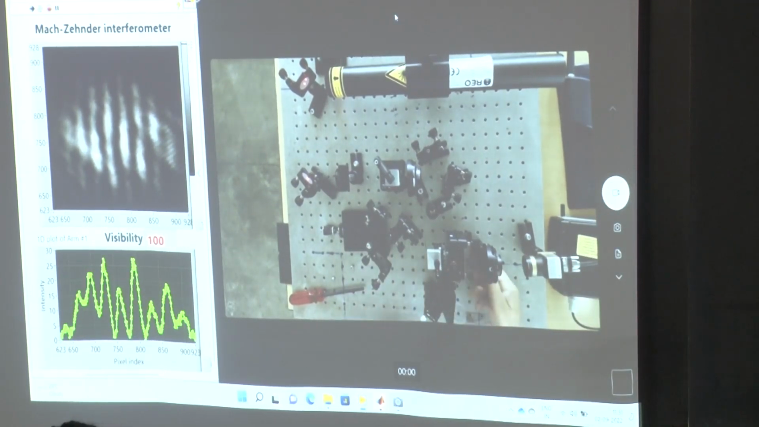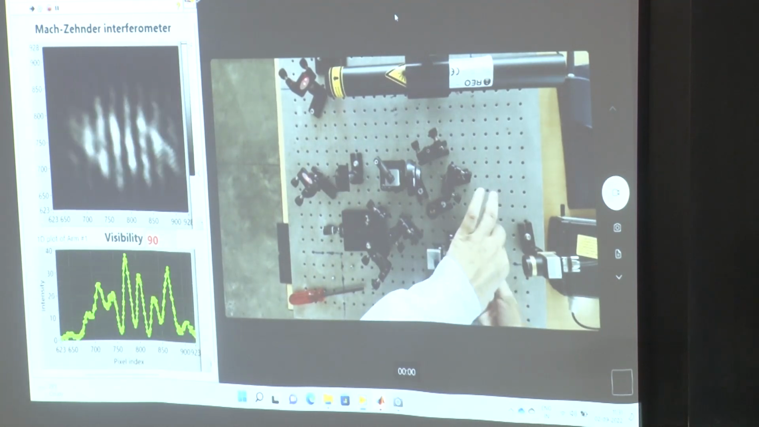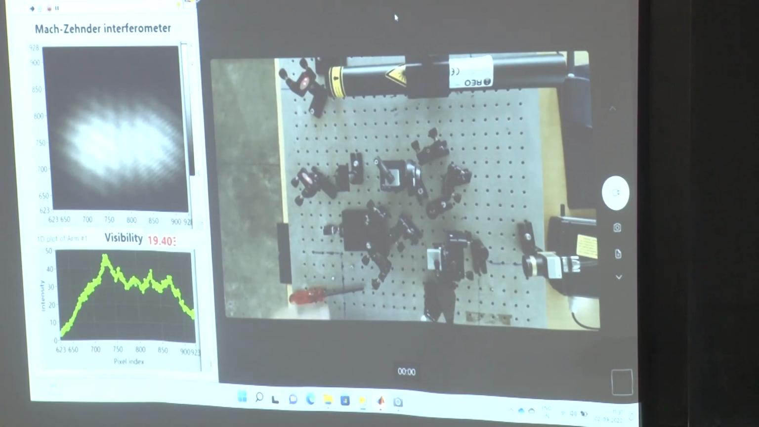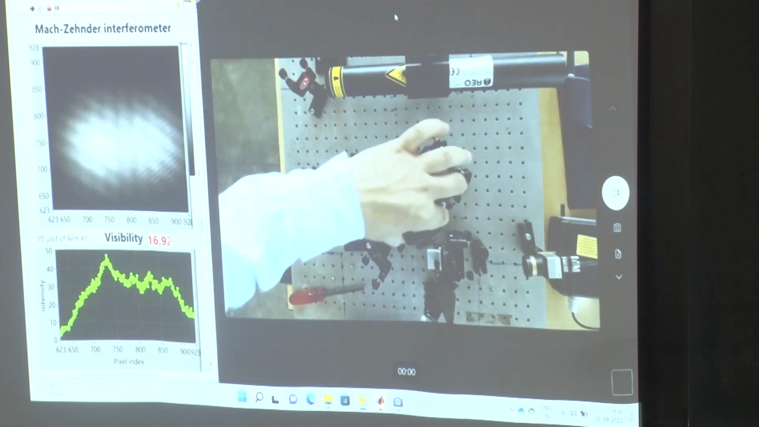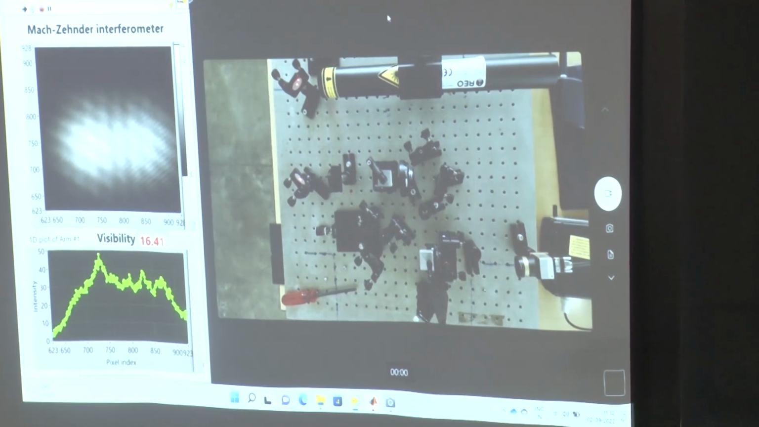right? In fact, you can see that if I remove the polarizer from here, the two paths are now distinguishable. There's no fringe pattern. But if I now put a polarizer here or here, what happens? Suppose I put a polarizer here at 45.